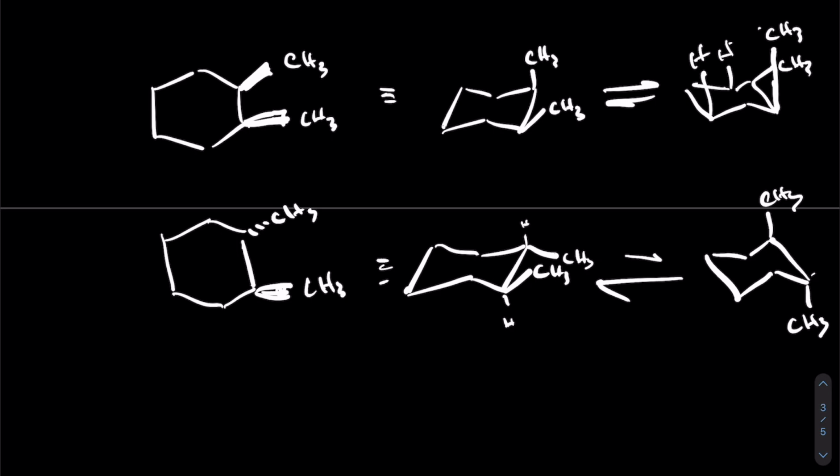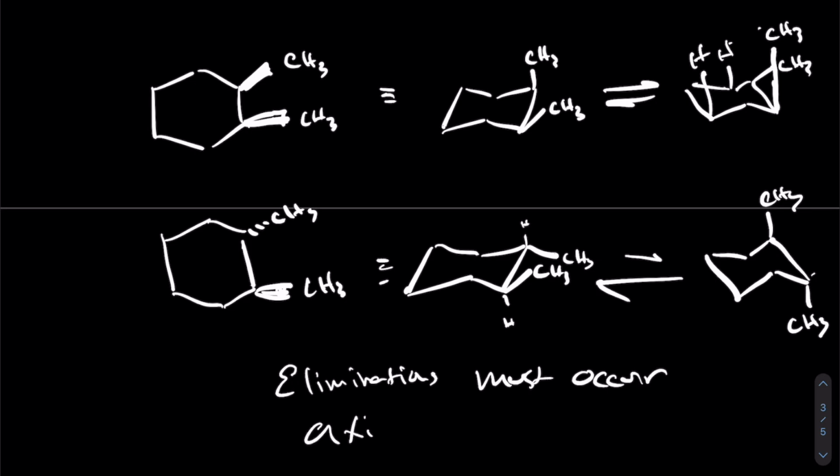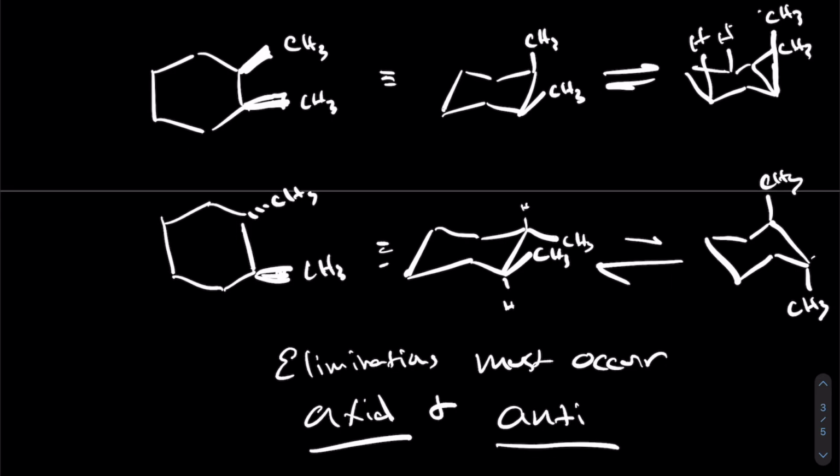Now, in order for an elimination to occur, eliminations must occur axial and anti. Axial and anti, all right? So in order for you to do an elimination, everything has to be axial, all right?